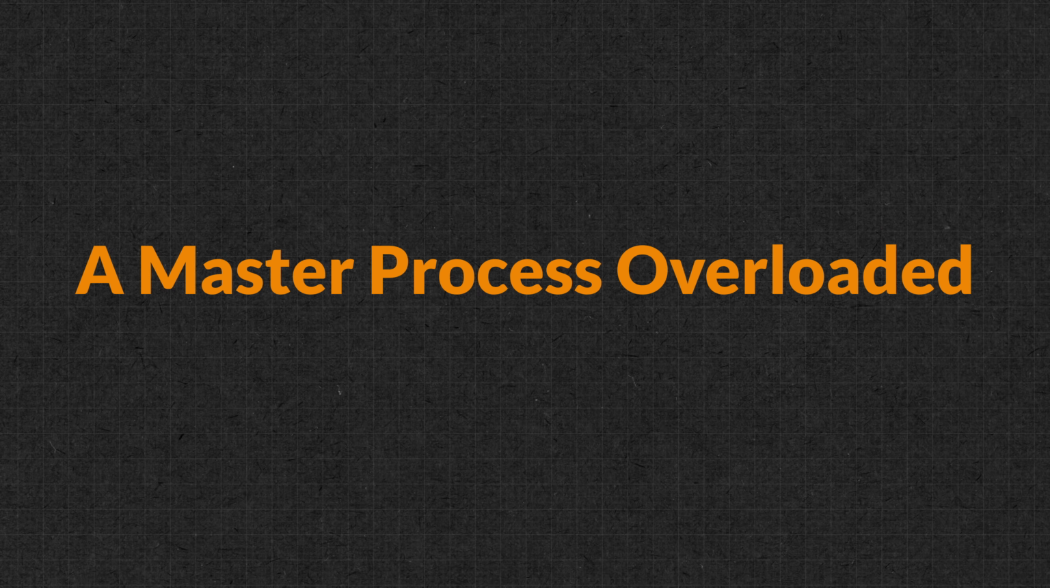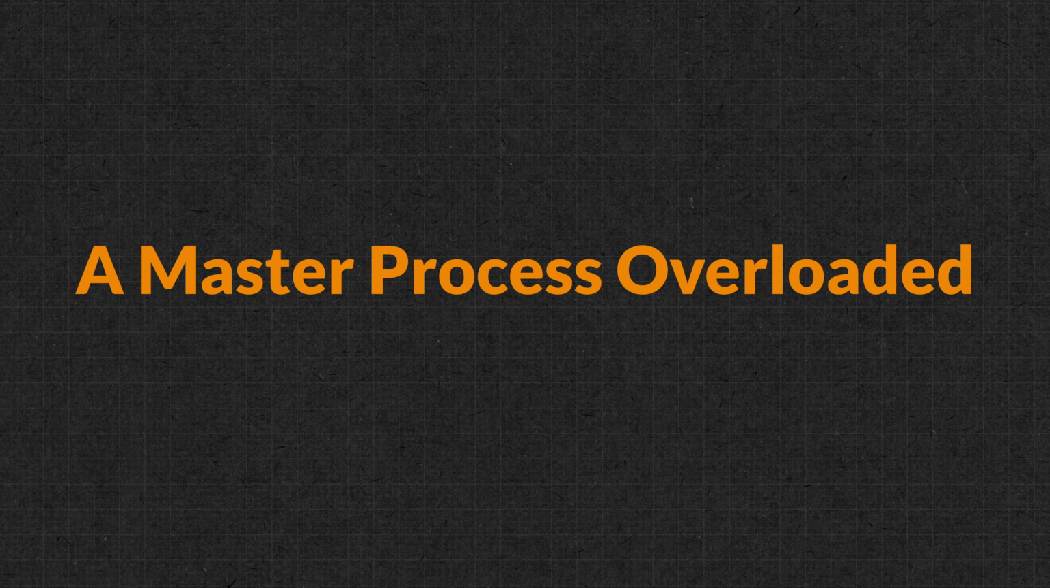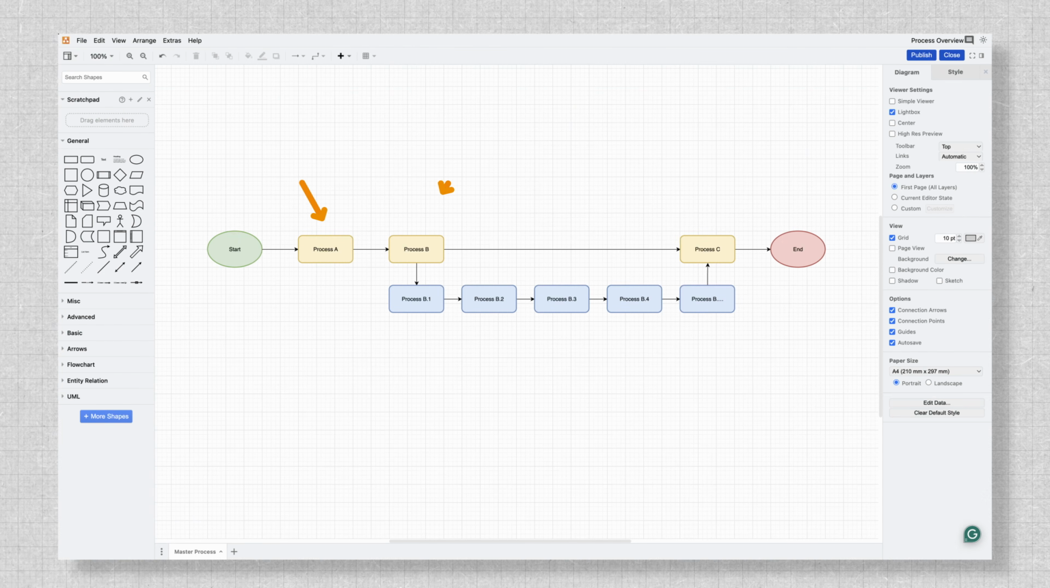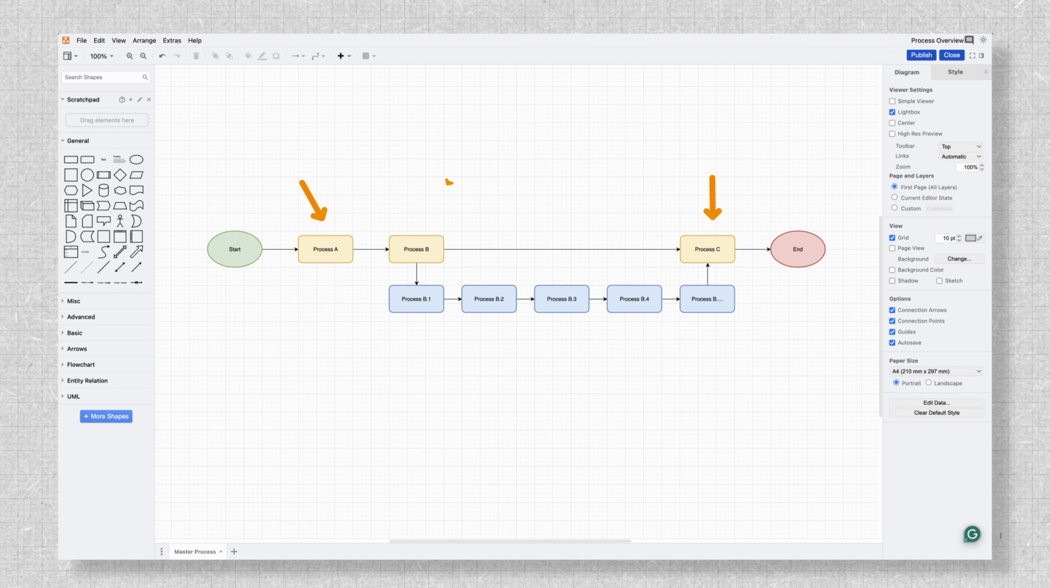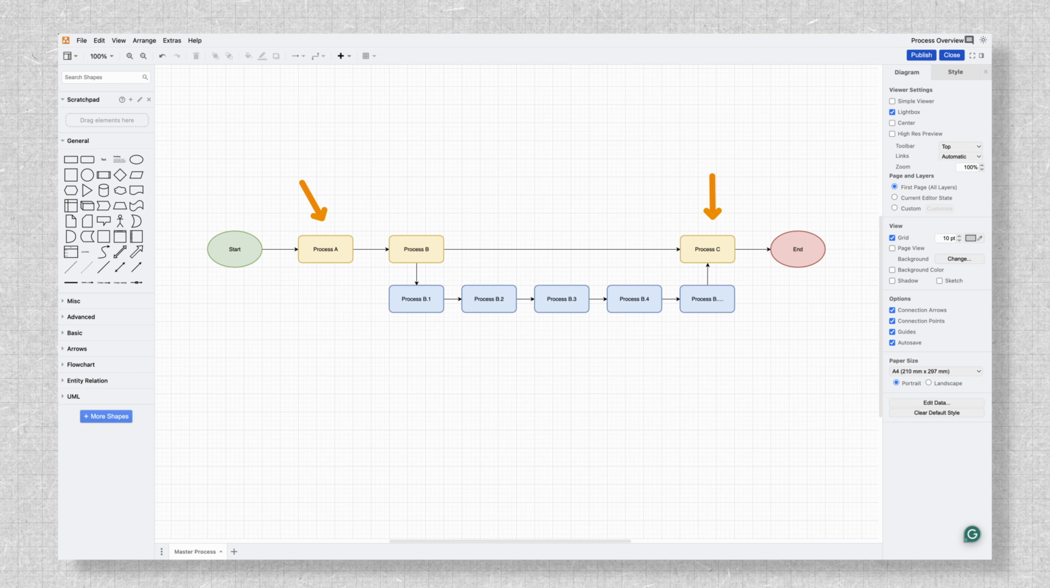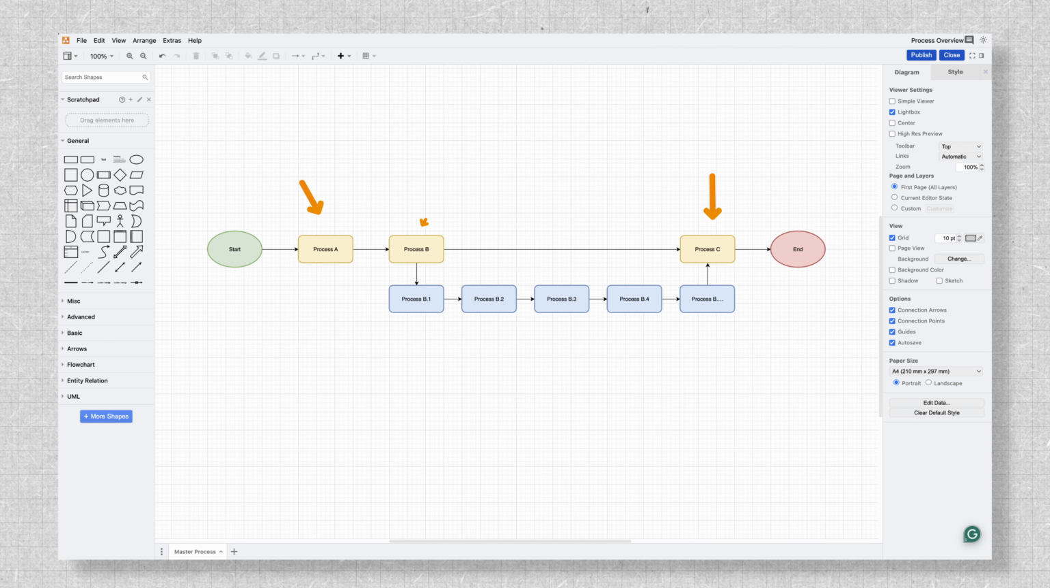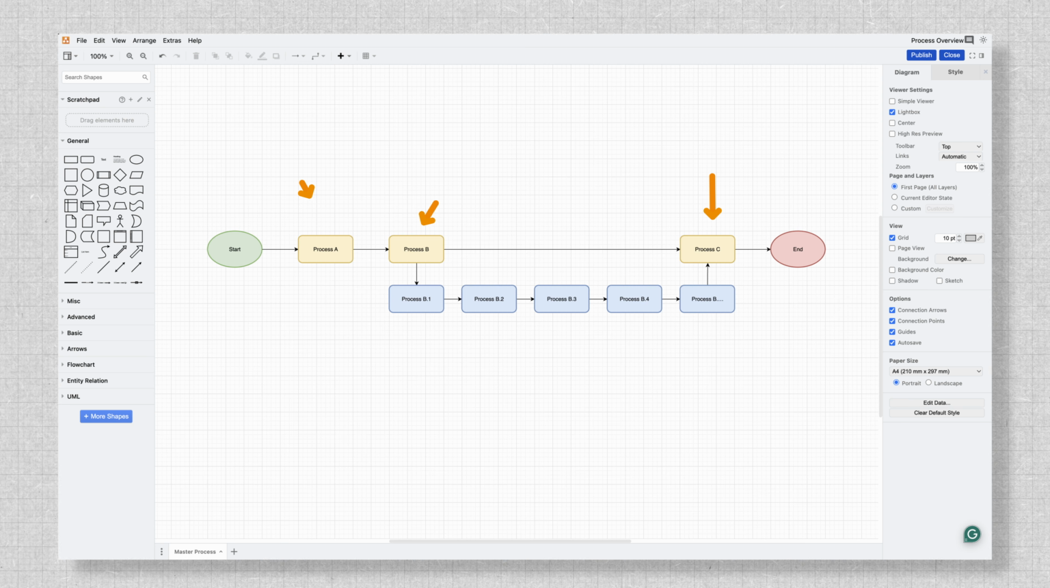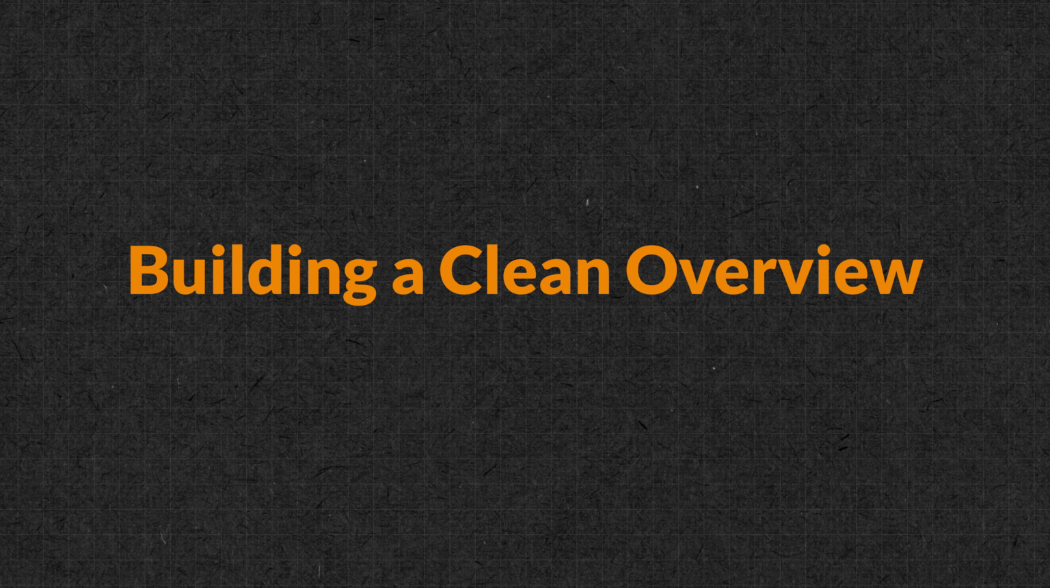So let's tackle a messy process and clean it up step by step so I can show you exactly how this works. All right, here's our starting point, the master process diagram. Now this may look simple, but imagine that each block, process A, B, and C, contained all the details, including every sub-process and dependency and task. You'd end up with a chaotic mess of shapes and arrows that's impossible to follow, and that is not good for anybody.